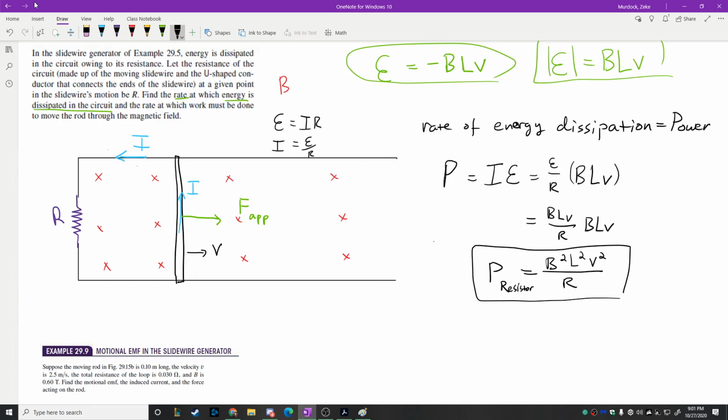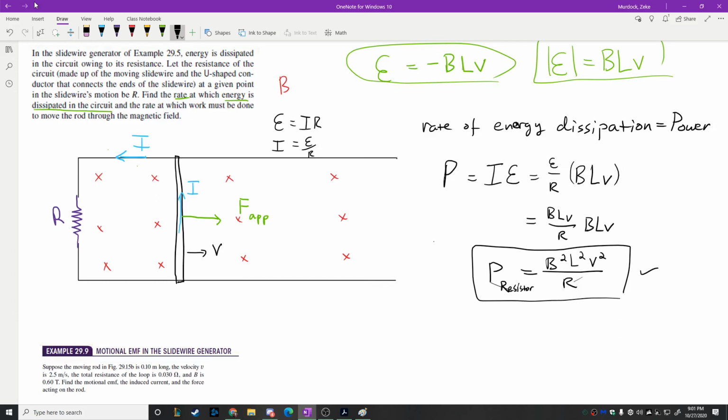All right. The other piece of this is to say, does anyone have any questions about this part? That probably doesn't mean very much to you, but if you knew the field, you knew the length, you knew the velocity, you could figure out the power. What does this tell us? It tells us that the power is proportional to the velocity squared. That's what it tells us. The faster we move it, the more power we're going to generate, right?